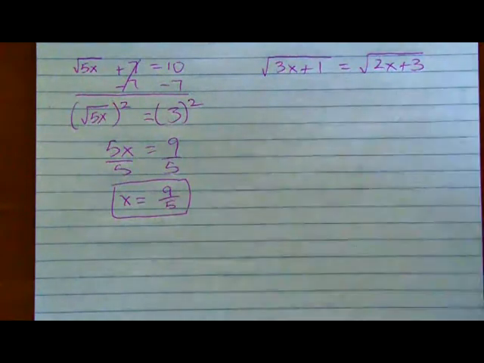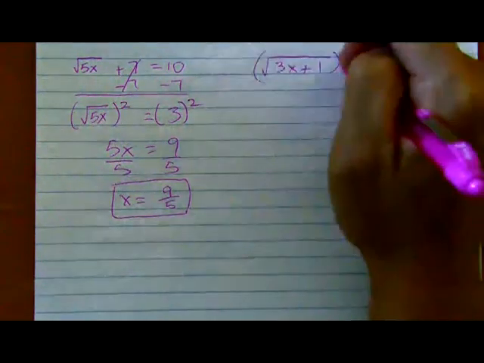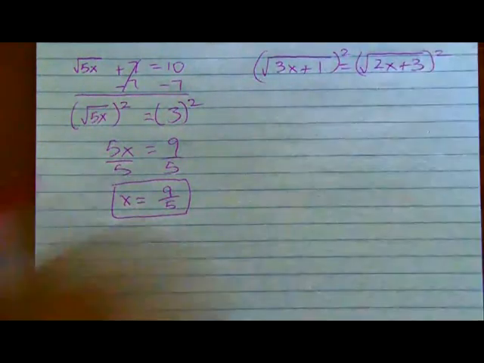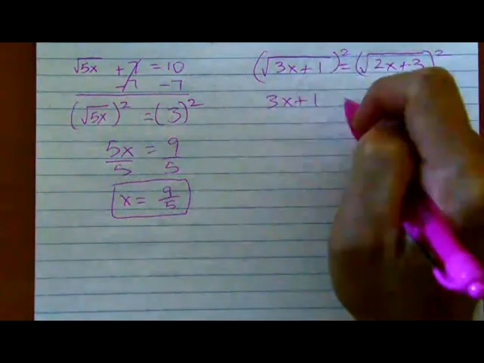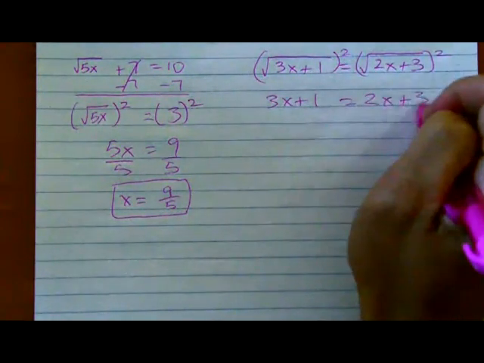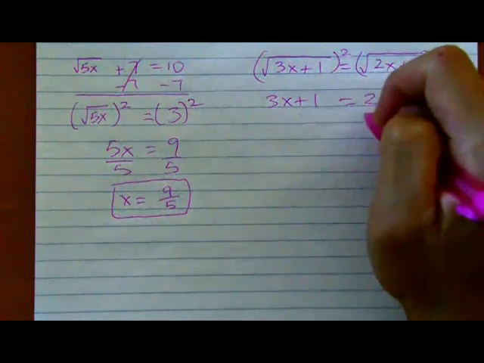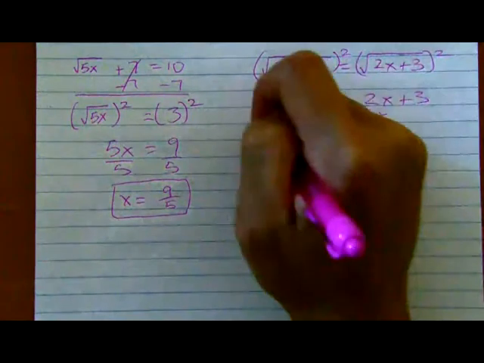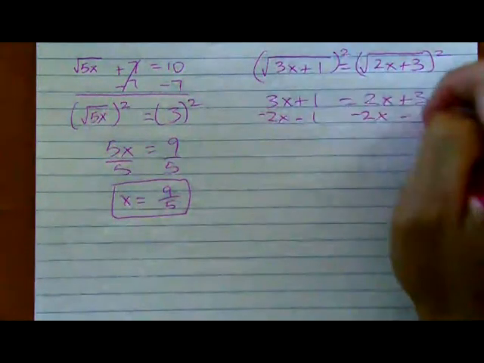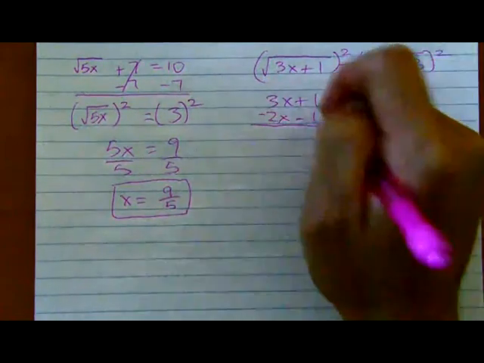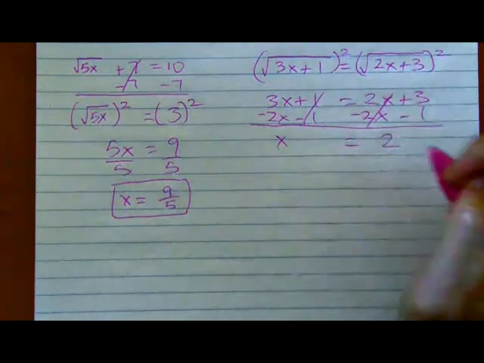We need to get rid of the radical. It's already by itself on both sides, so we'll just square. So now we have 3x plus 1 equals 2x plus 3. Okay, now it's just back to solving a regular equation. So subtract 2x on both sides, subtract 1 on both sides, so that's gone and that's gone. X equals 2.